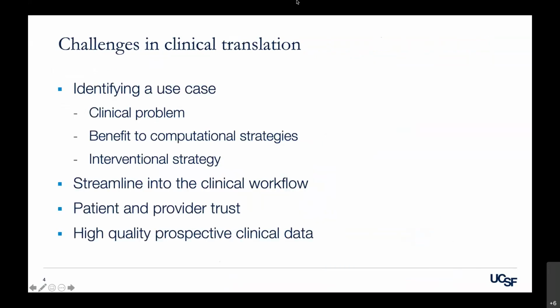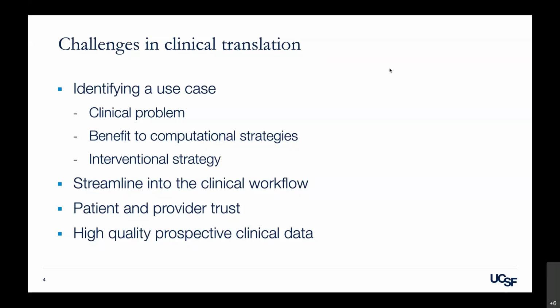There are a number of challenges that are specific to trying to translate computational tools to the clinical setting. Among these is trying to identify a clinical use case where we have a well-defined clinical problem, and there's an advantage to applying computational strategies. We can translate that into an intervention, and we've seen some use cases that have been published by groups, where one of the challenges is trying to figure out what we should be doing in the clinic in response to some predictive analytics. It's also very challenging to streamline these efforts into the existing clinical workflow. And as a clinician in a busy clinic, it can be really tough to add on extra pieces for the staff to implement to deploy these tools.